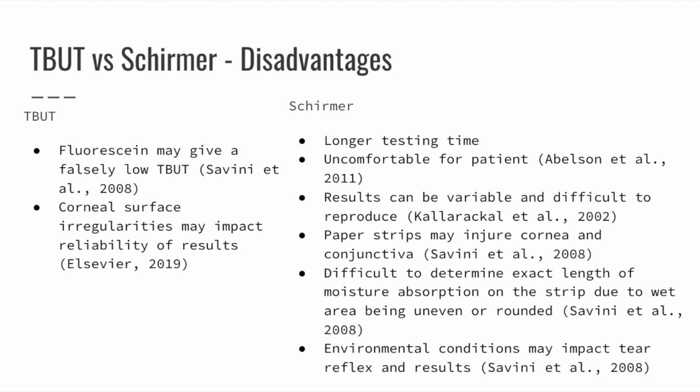On the other hand, both tests also have some disadvantages associated with them. For example, for the TBUT test, fluorescein may give a falsely low tear breakup time result, and any corneal surface irregularities may also impact the reliability of the result.